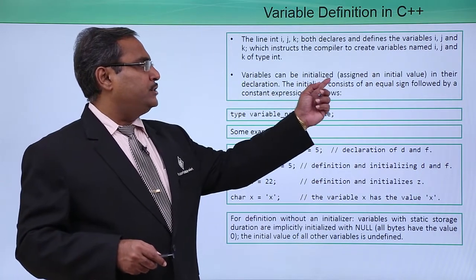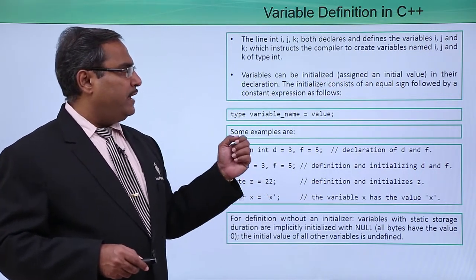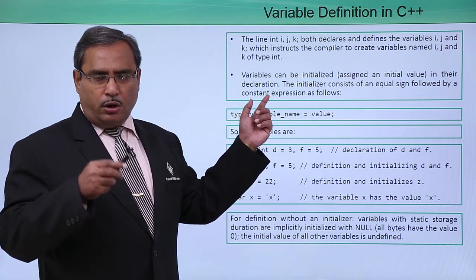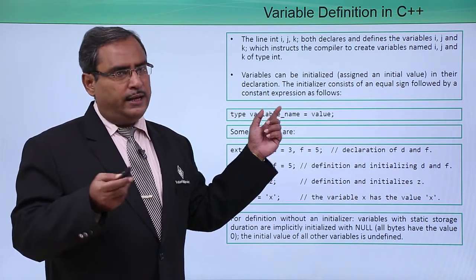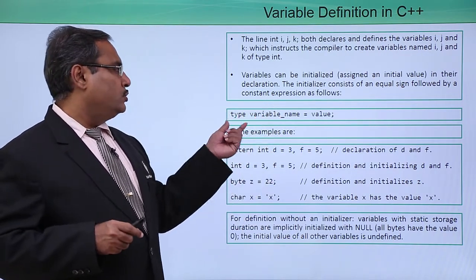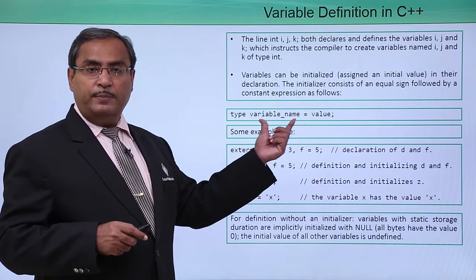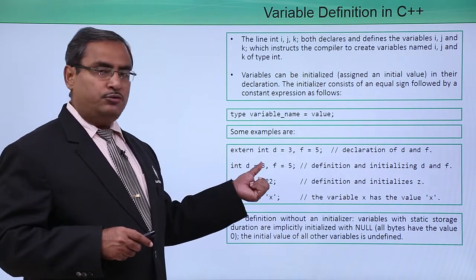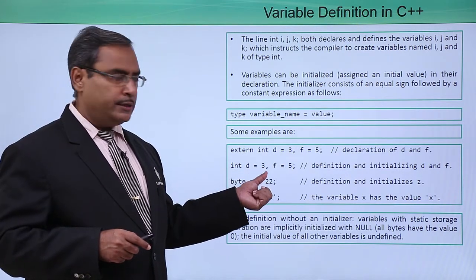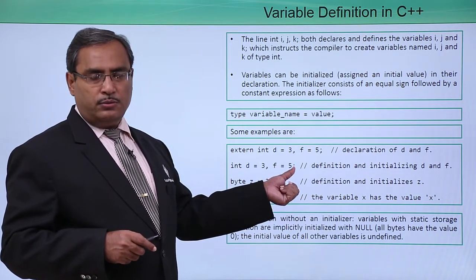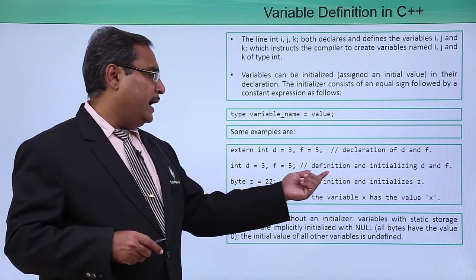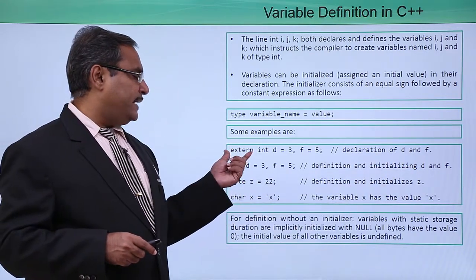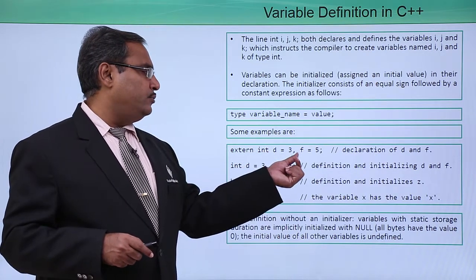Variables can be initialized, that is, assigned an initial value in their declaration. So a variable may get initialized in the declaration or may remain uninitialized in the respective definition of the code. Now we can write type variable name is equal to value. As an example, you can go for int d = 3, f = 5; the comma is the separator here and the semicolon terminates the statement. This is the definition and initialization of d and f. But here you see we are using extern, that is, extern int d = 3, f = 5.